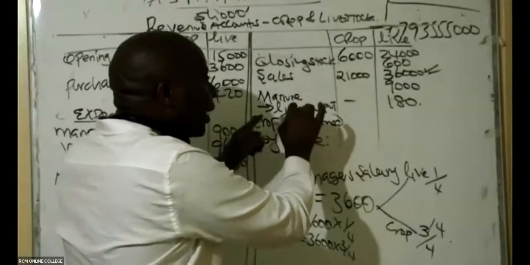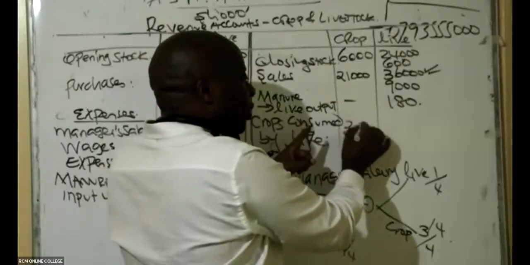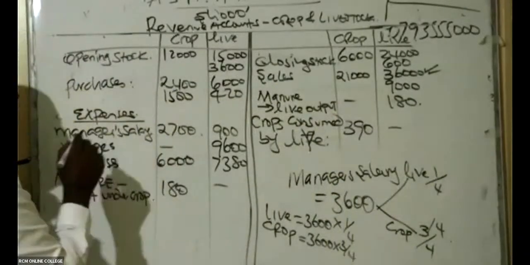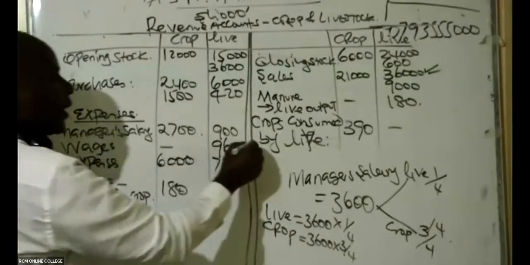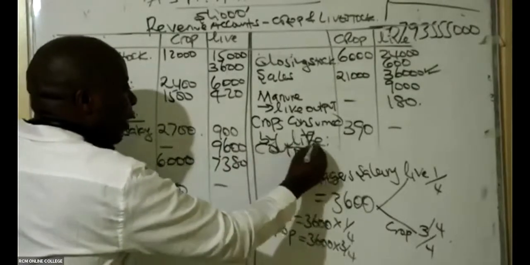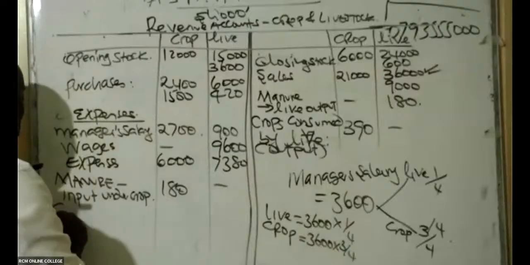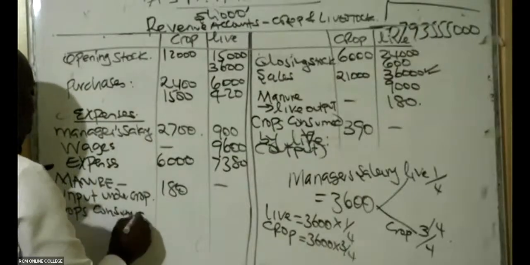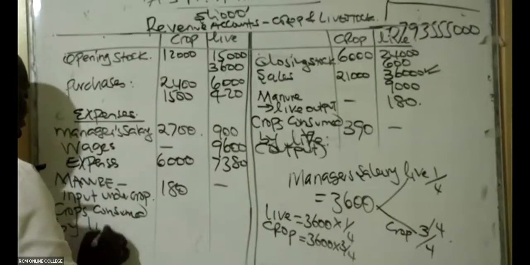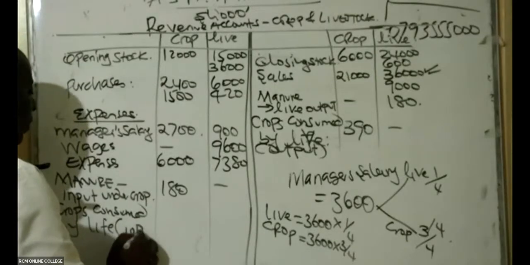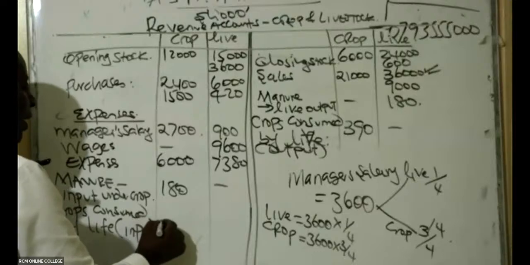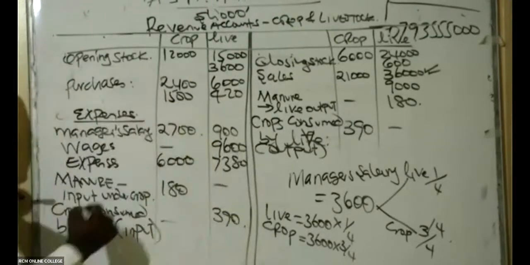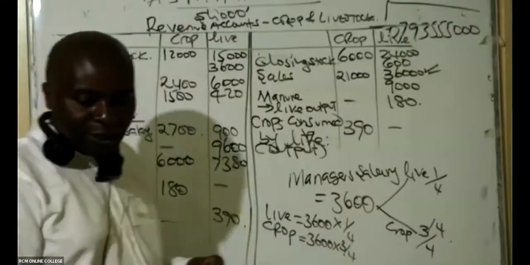So remember, this is an output of the crop section here. But now when we come here, it becomes an input. So this is an output here. But now here, crops consumed by livestock. So this here is an input which goes under the livestock, 390, like that. I hope that is clear.